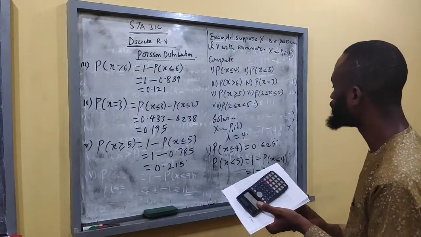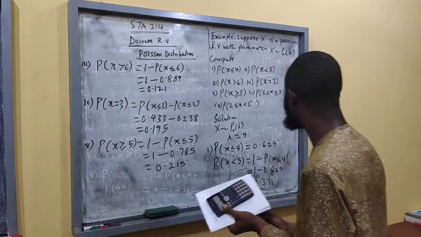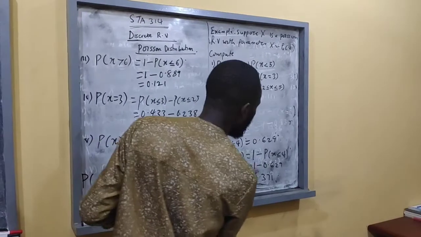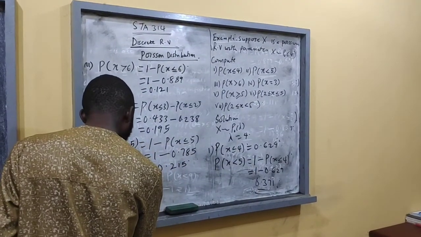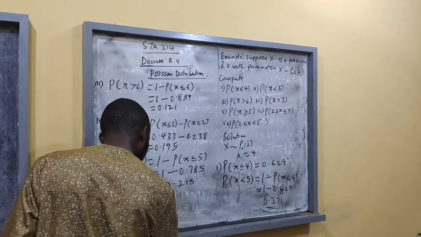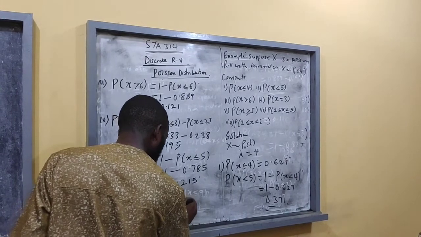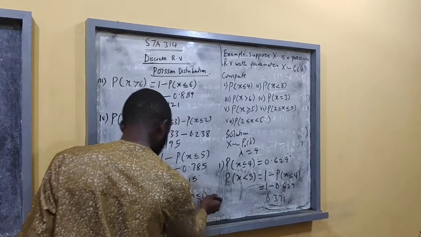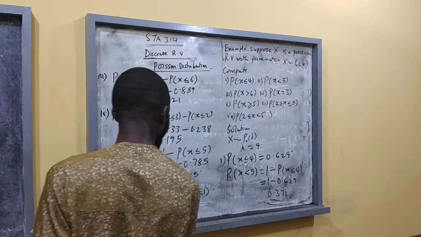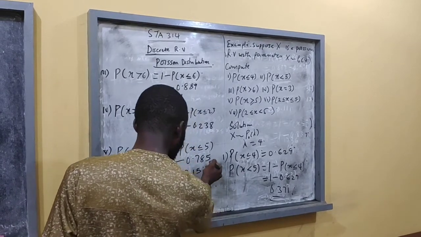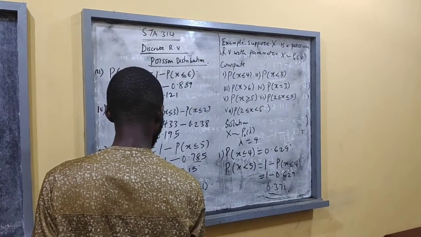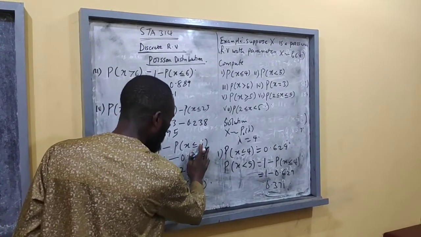Now that is Roman figure 5. Roman figure 6 is also very simple. Probability of 2 less than or equals to X less than or equals to 5. This one will just be probability of X less than or equals to 5 minus probability of X less than or equals to 1. That is what this will give us. And what is that? Probability of X less than or equals to 5, we have checked. Wait, there is an error. This is 4. This will be 4. Sorry.